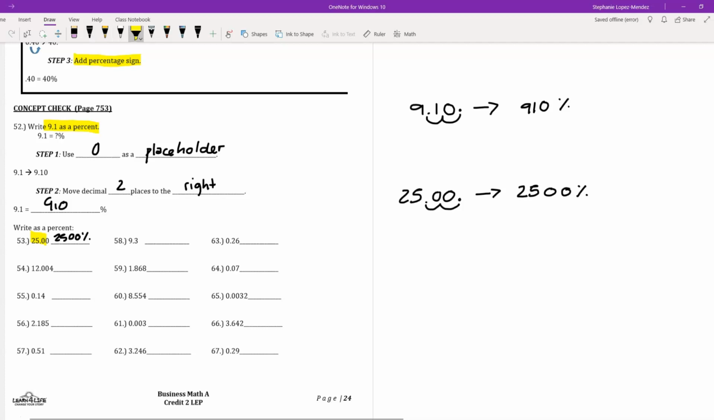Now problem number 54. We have 12.004. So I'm going to write it right here. I don't need to add any 0 as a placeholder because it already has enough numbers. So I'm moving my decimal 2 times to the right. So I now have 1,200.4%. Go ahead and write that down here.